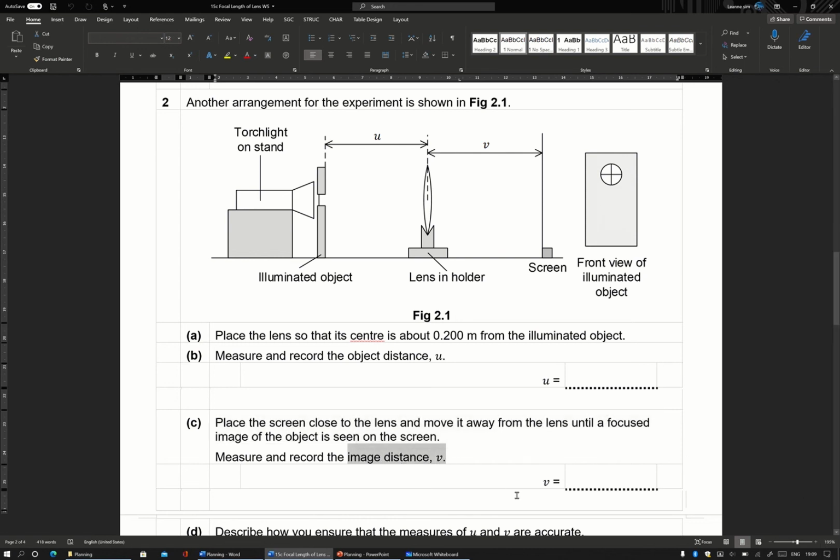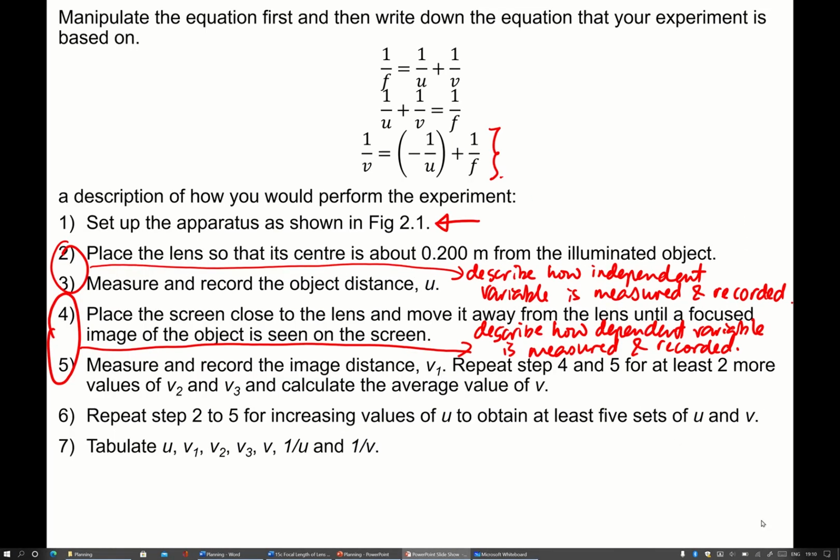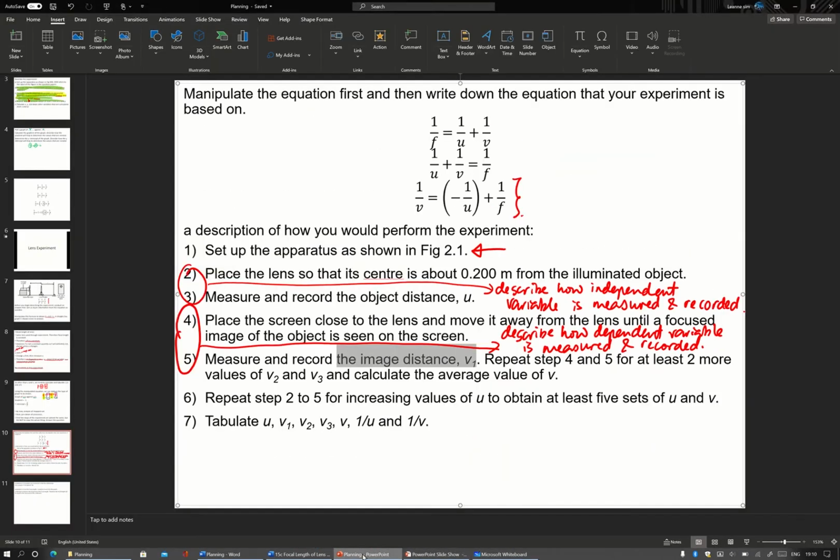Read this line. Measure and record the image distance v. Okay, measure and record the image distance v. But if you look at my answer, measure and record the image distance v1. Right, there's a v1 there. Okay, which means to say I'm going to do an additional step. I'm going to collect 2 more sets of v and then calculate the average v. Hence I put v1. Right, so this is what I meant by do not copy blindly. Okay, do not copy blindly. Alright.